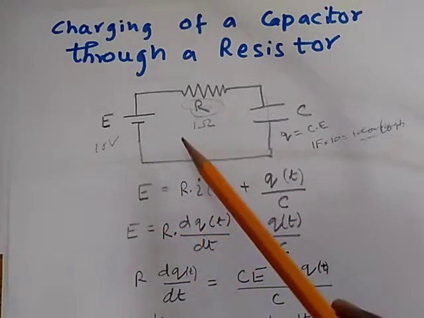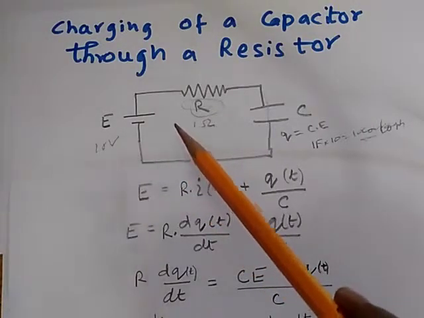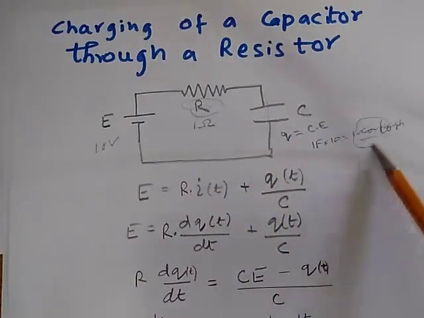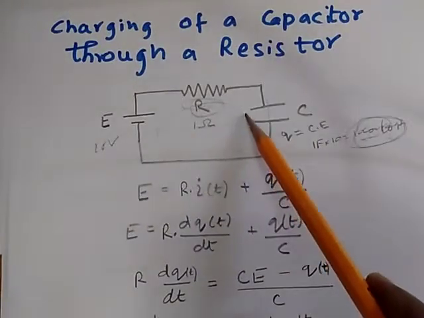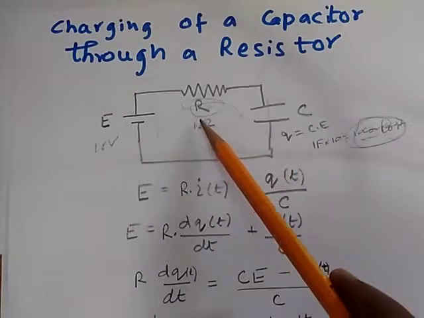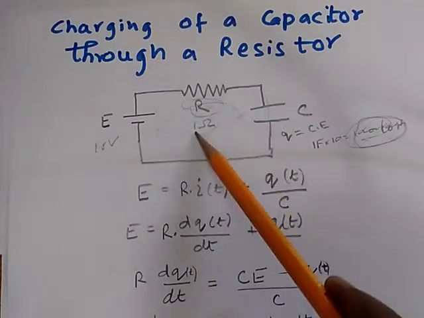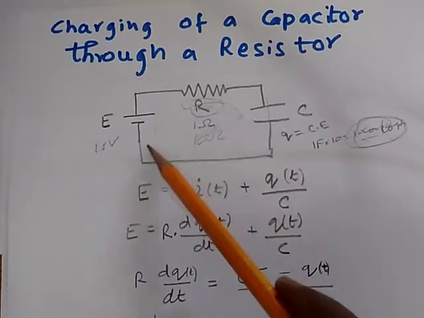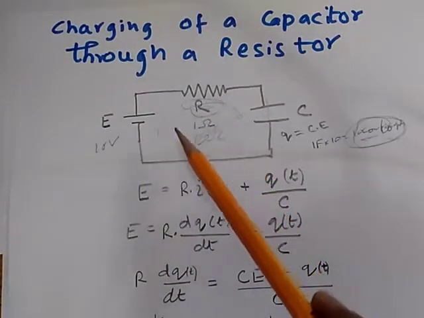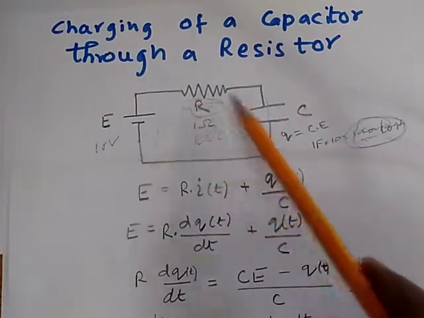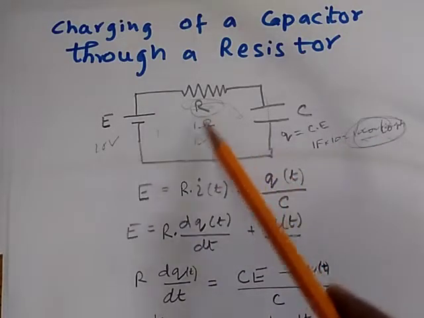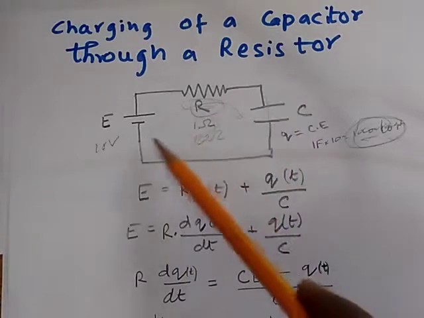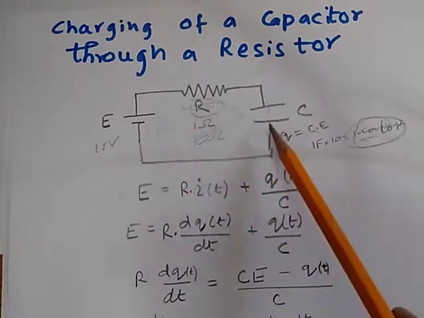So the 10 ampere of current will have to flow for 1 second, only then will 10 coulomb of charge be delivered. So the whole thing is going to take 1 second. If we increase this resistance to 10 ohm, then the current will reduce to 1 ampere, and the 1 ampere of current will have to flow for 10 seconds to get a charge of 10 coulomb. As we increase the resistance, the whole charging process takes more time.